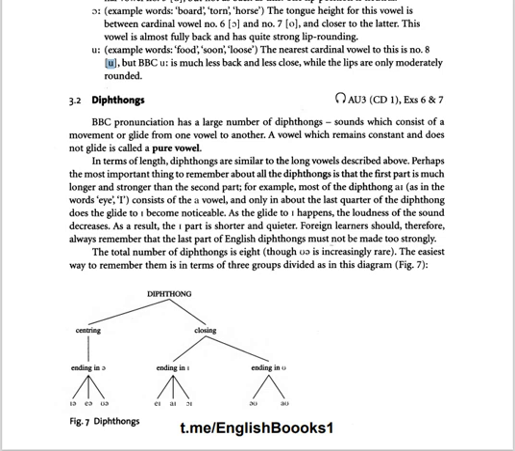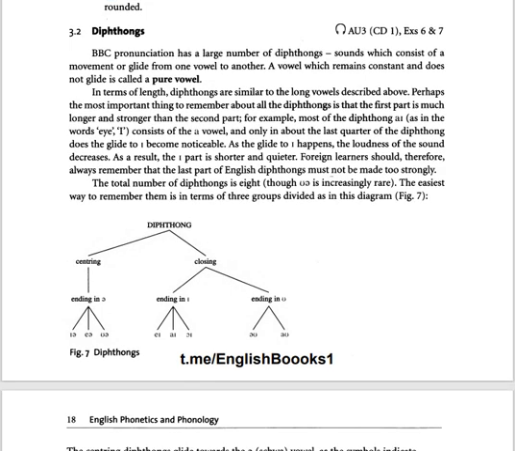Now we will explain something about diphthongs in 3.2. Diphthongs. What does it mean, diphthongs? BBC pronunciation has a larger number of diphthong sounds, which consist of a movement or glide from one vowel to another. A vowel which remains constant and does not glide is called a pure vowel. How do we define a pure vowel? A vowel which remains constant and does not glide is called a pure vowel.